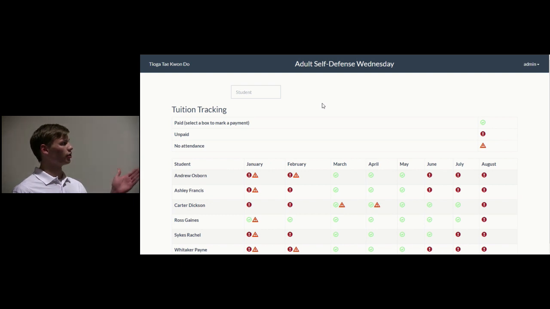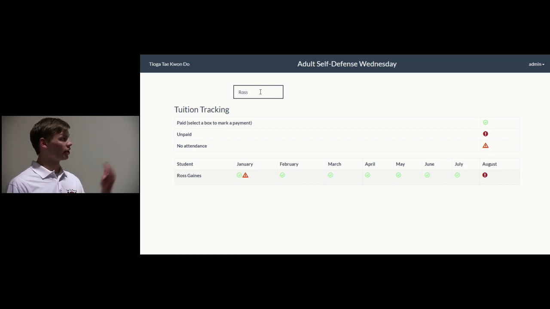So here, you'll also notice that attendance is flagged because the administrator wanted to be able to quickly identify not just when a student hadn't paid and didn't attend, but also if they had attended but didn't pay, which is a very different problem. So here, for example, we can go in, we're going to modify Ross's, he paid August, but turns out he didn't pay July yet.